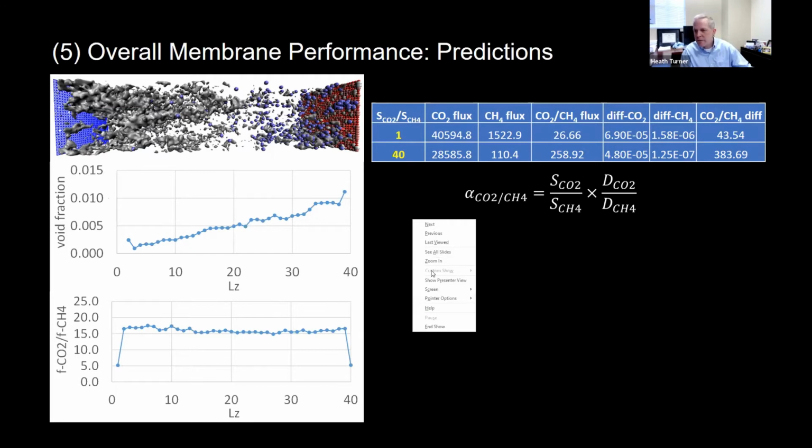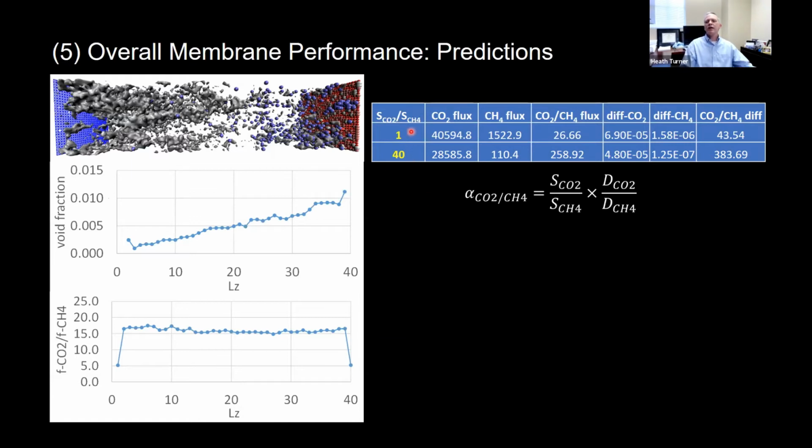And let me switch over to my laser pointer. So here we have the selectivity, and again, this is just kind of a toy example. We have the selectivity of carbon dioxide versus methane. Okay, so this would be the adsorption selectivity to this membrane. In one case, we set it as 1-to-1, so adsorption is the same. And then in the other case, we say that CO2 is going to be 40 times higher.